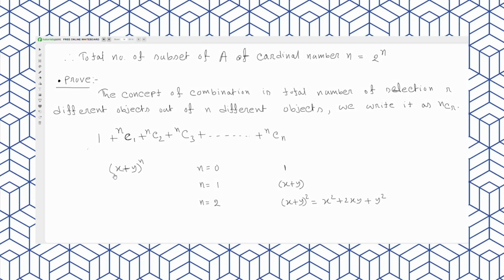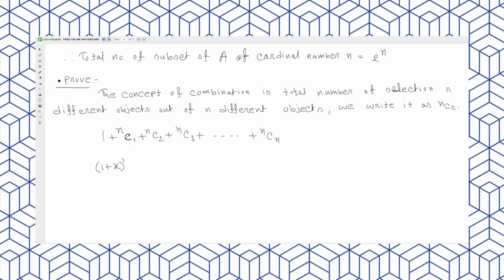We already know about this, and we already know how to solve x plus y whole cubed, but we don't know how to solve x plus y whole to the power 4 or 5 or some bigger number. So in the binomial theorem we will learn about this later. Now in this proof we will write some expansion, the binomial expansion.